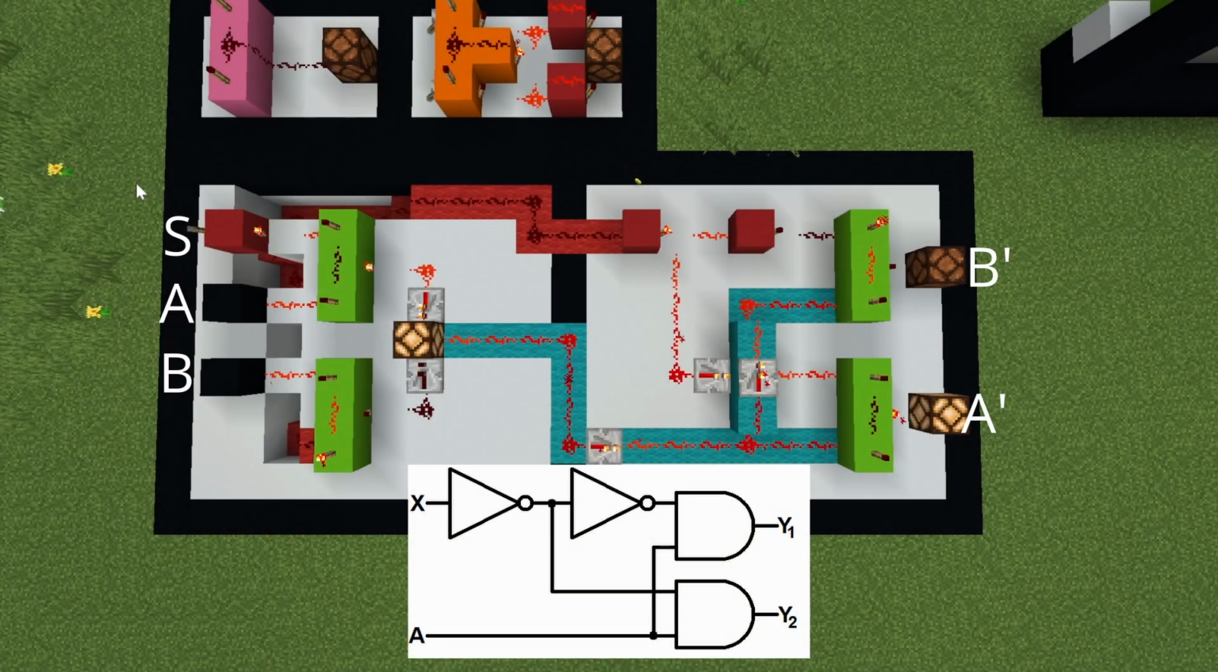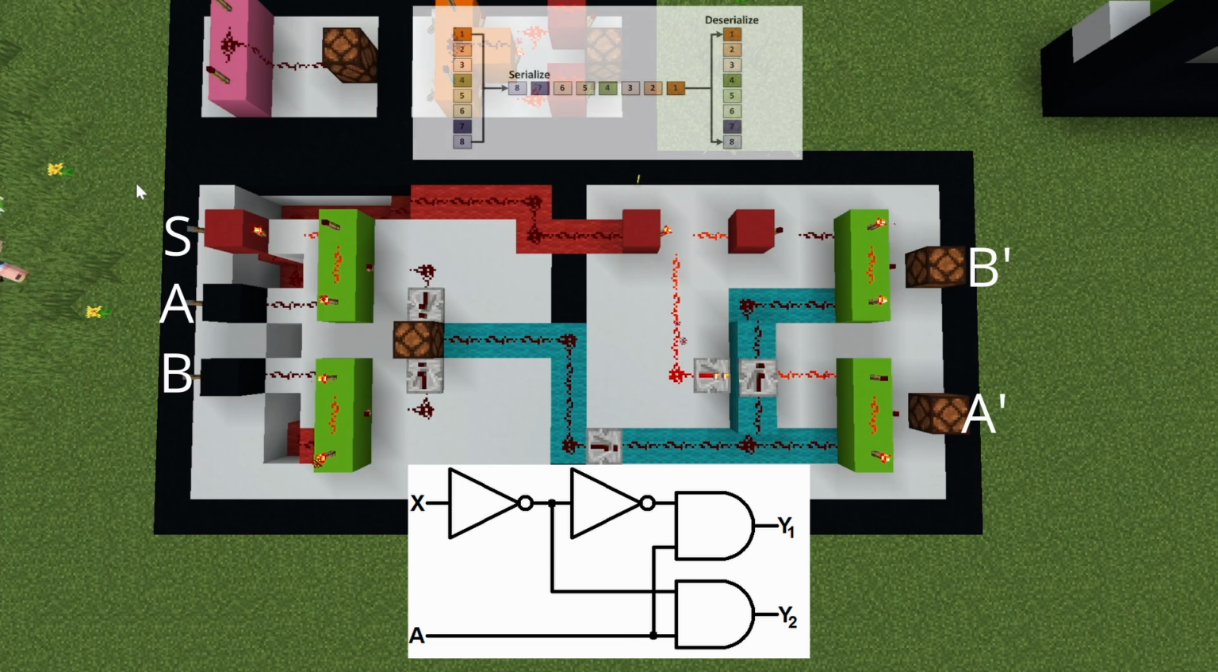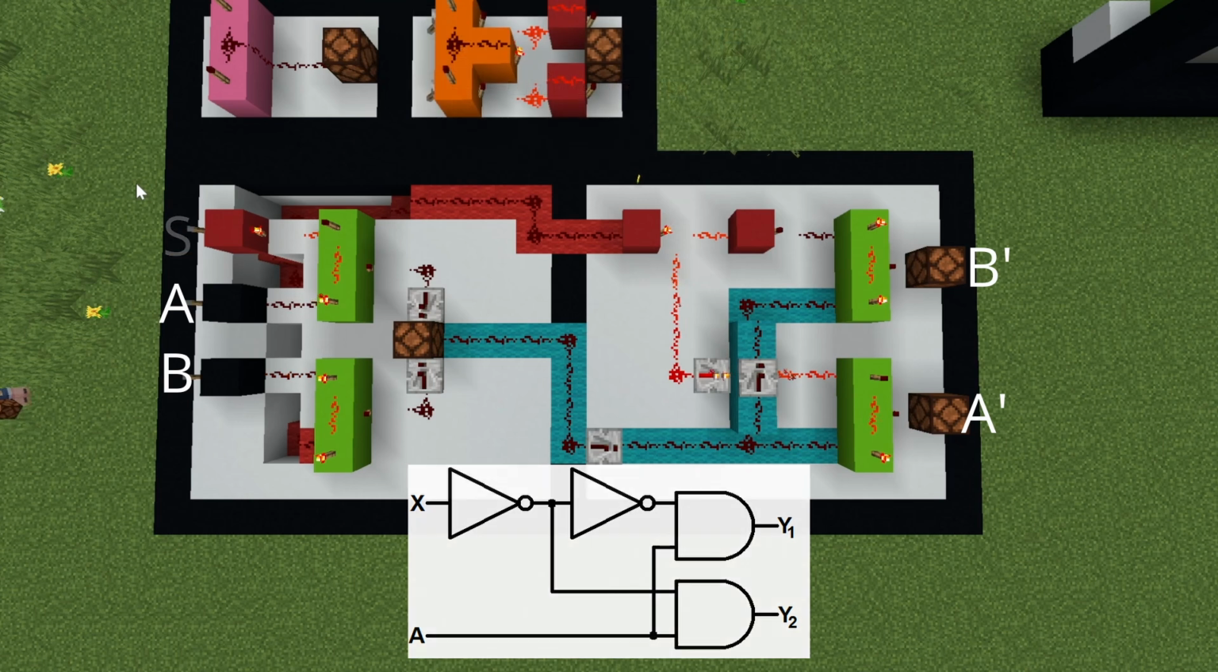Next, we can make a demultiplexer on the other side using two NOT gates and two AND gates. And by taking the selector output and the output of the multiplexer, we can deserialize the output of the multiplexer and recover whatever data was on the other side.